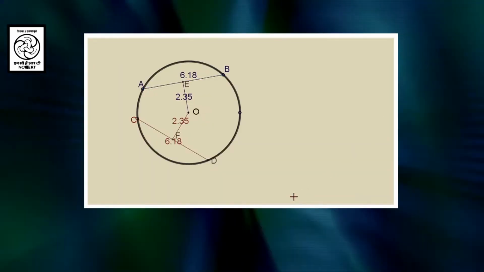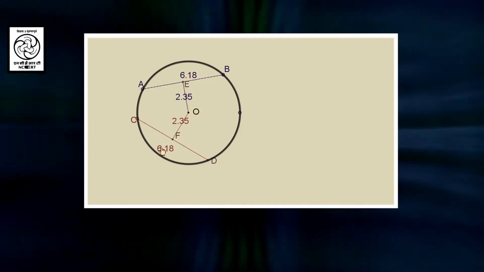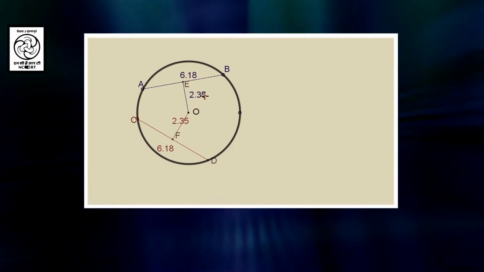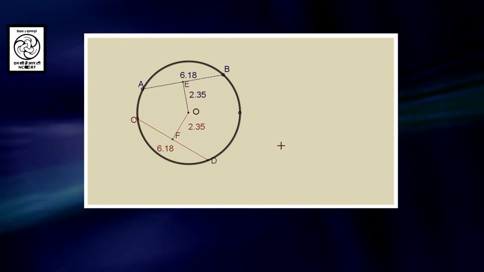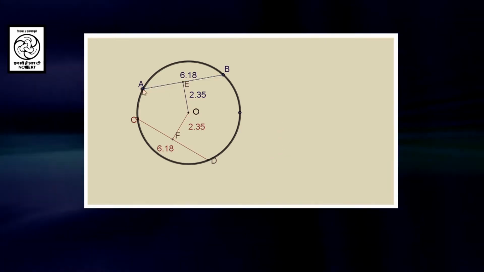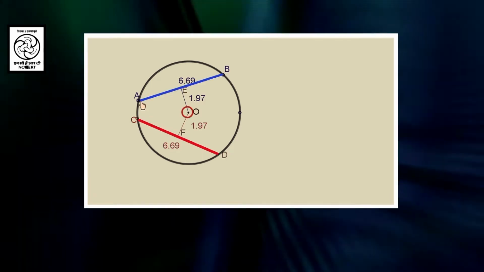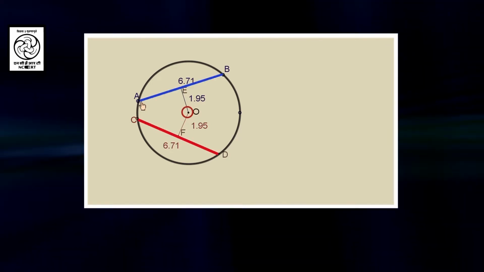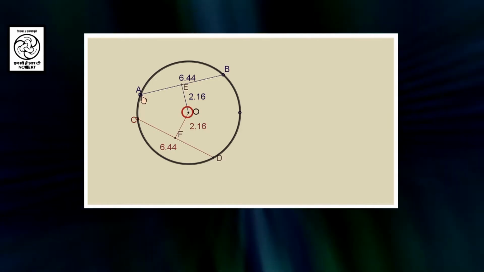In this circle, you can see there are two chords AB and CD. Both have equal length 6.18, and their distances from the center are also 2.35. Let us now change the length of AB. The length of chord CD is also changing so as to keep both lengths equal, and you can observe that the lengths of their distances from the center are also equal.